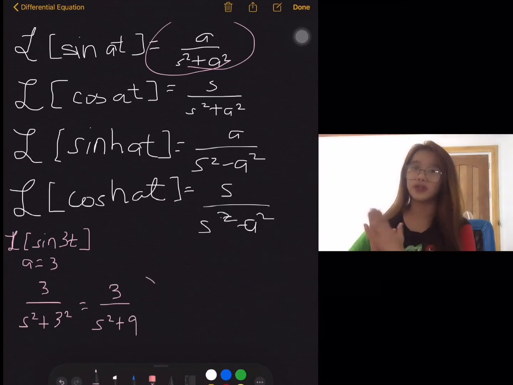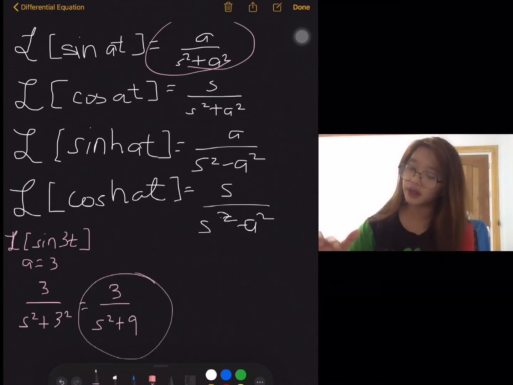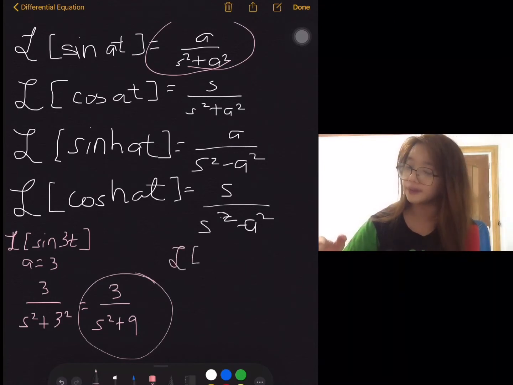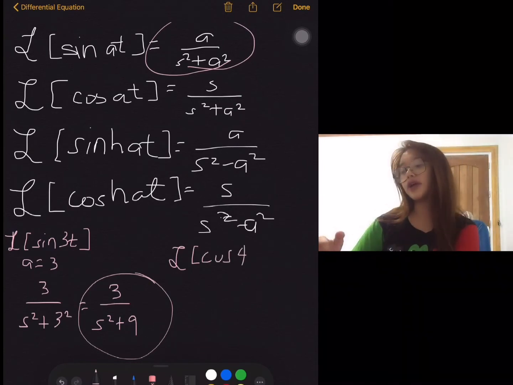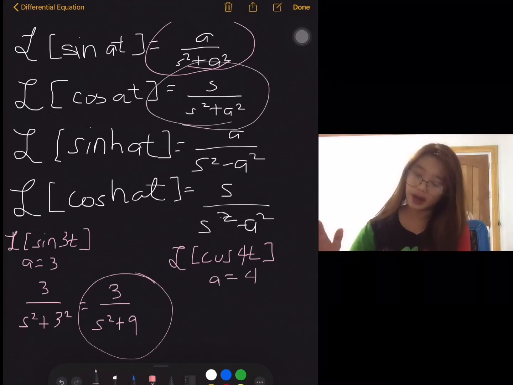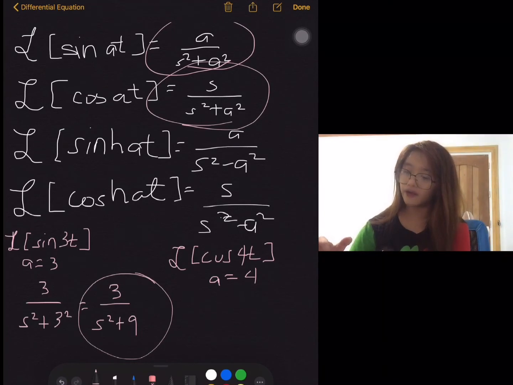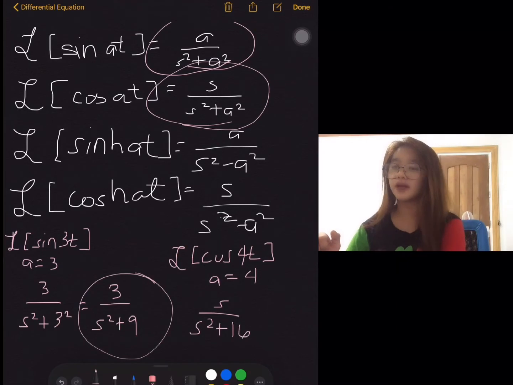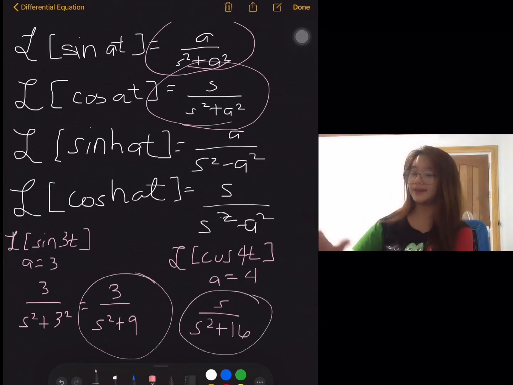That's so simple. Now let's use the cosine. Let's get the Laplace transform of cosine 4t. Here our a is 4. Using this formula, we will just substitute a in the denominator. So we will have s over s squared plus a squared, 4 times 4 is 16. And this will be our final answer for the Laplace transform of cosine 4t.